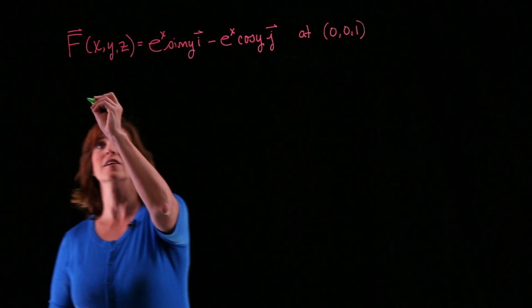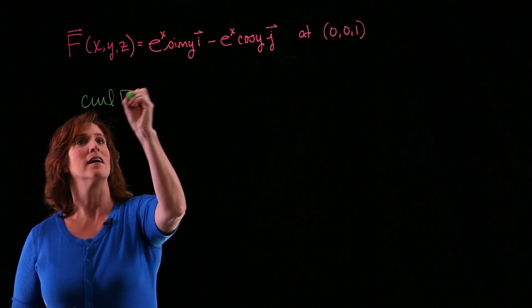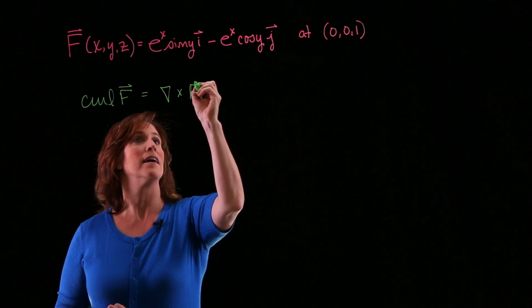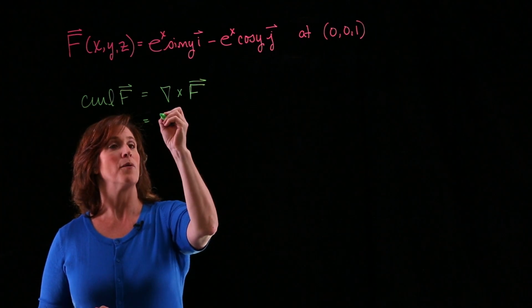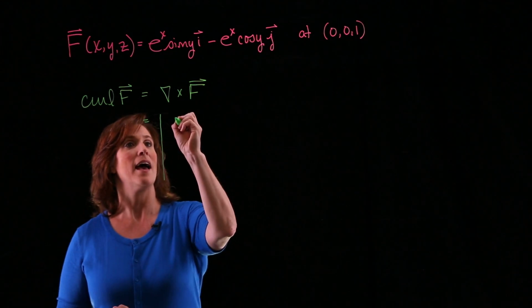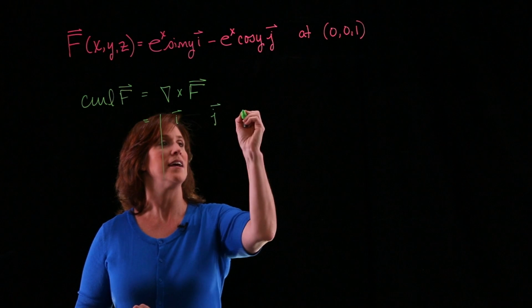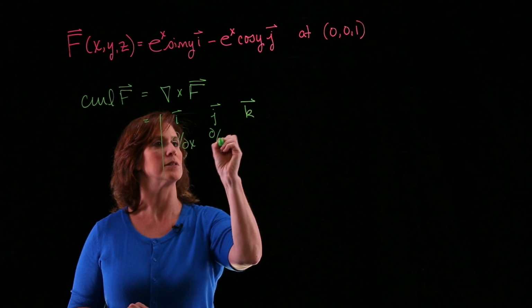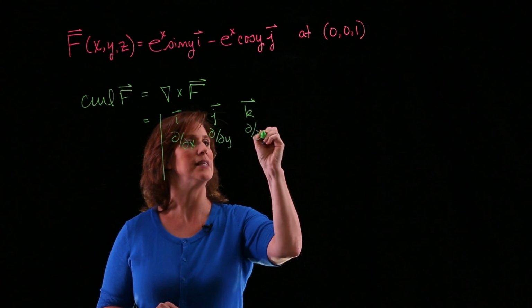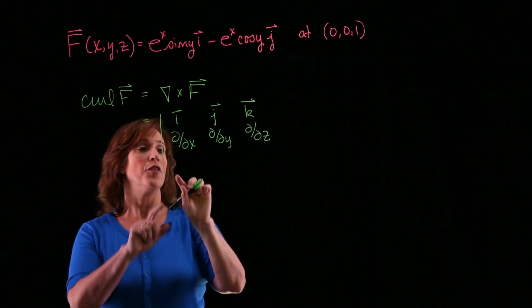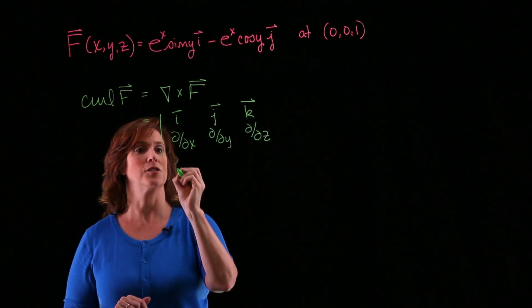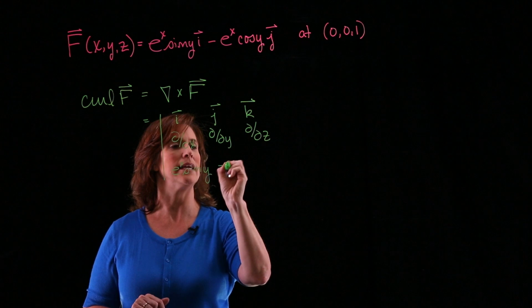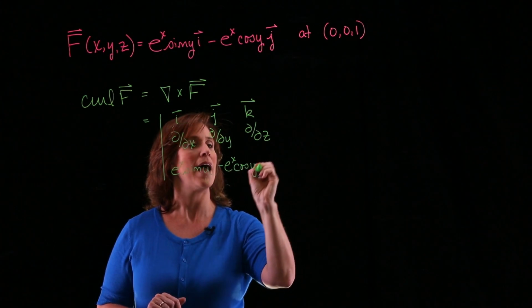Now I know that the curl is defined as the cross product of that differential operator and my vector function. So I'm going to use a determinant form. I'll have vectors i, j, and k, the partial with respect to x, the partial with respect to y, and the partial with respect to z in that second row. And then the third row will be the components of my vector function. So this will be e to the x sine y, minus e to the x cosine y, and 0.